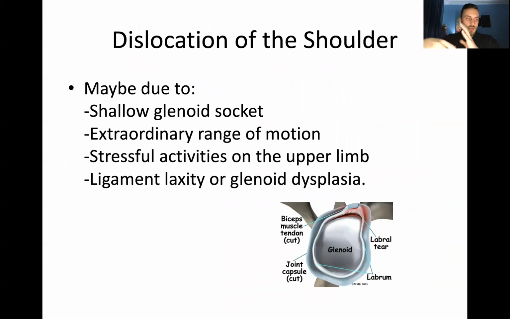Dislocation of the shoulder, very important and very common. There are some precipitating and risk factors, like the shallow glenoid, the shallow socket, extraordinary range of motion, like sports injuries, athletes, stress activities, and ligament laxity and/or glenoid dysplasia. Ligament laxity is very common, sports injury or trauma is very common, and shallow glenoid. This is the glenoid, and this is the labrum around the glenoid that makes negative pressure inside the joint and increases the stability. And this is the long head of the biceps tendon, attached to the superior glenoid.